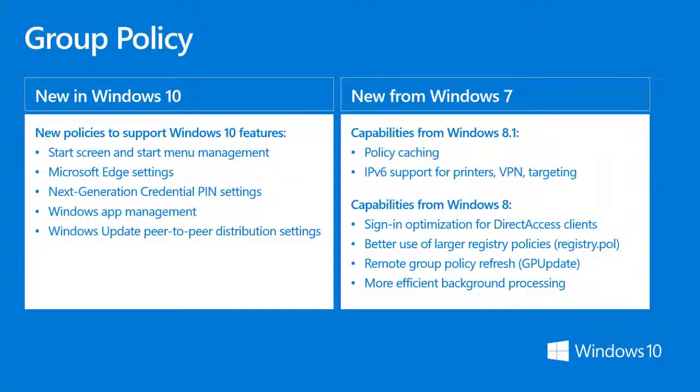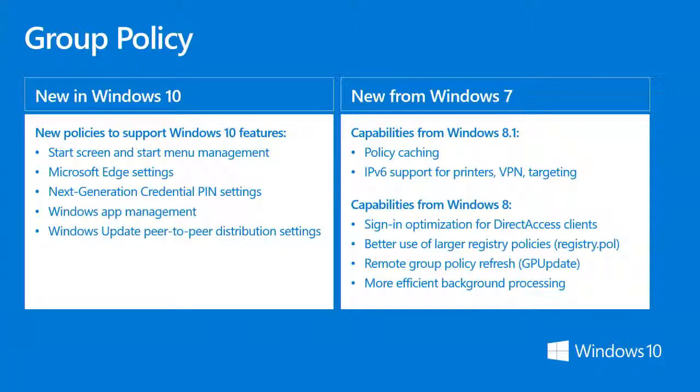So let's talk a little bit more about the traditional then, group policy. We have added some additional group policies to support Windows 10 features, including the Start screen and Start menu, a few policies around Microsoft Edge. Nothing like what's available for Internet Explorer. Internet Explorer has like 1,600 policies itself. Edge has something like a dozen. So much smaller set of policies. We'll continue to add additional policies to that over time, but there are some policies there.